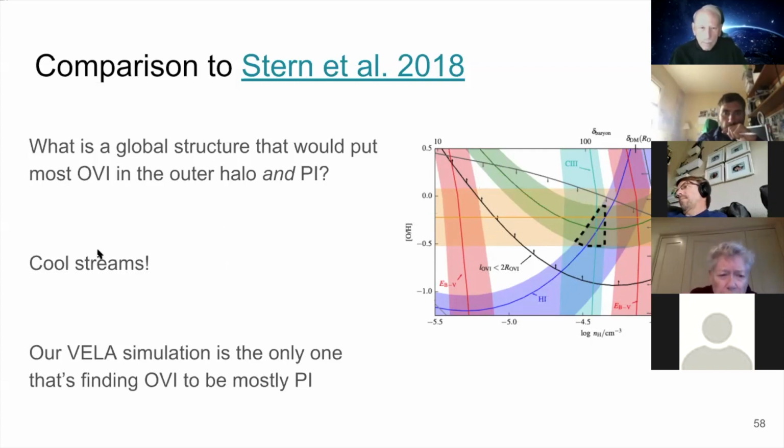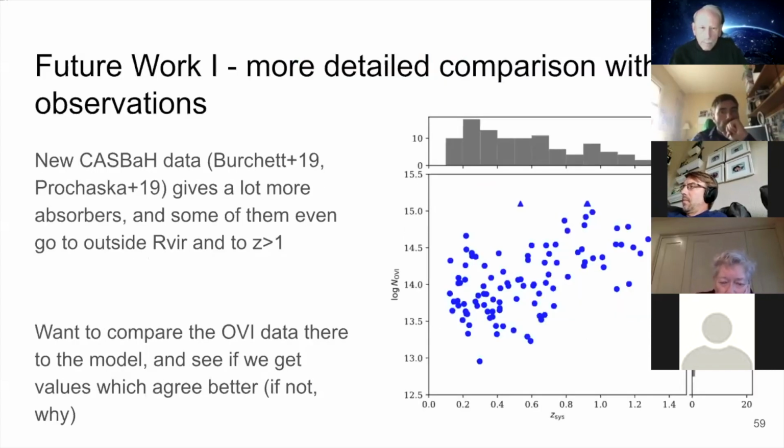Just to put a long story short, a global structure that would give us most of the oxygen 6 in the outer halo and mostly photoionized, which it needs to agree with this, we can provide an idea for that structure as the cool streams that we're talking about. Our simulation is one of the only ones that's finding oxygen 6 mostly photoionized. So if you want to try and tell this story about photoionized oxygen 6, you might need to invoke these inflowing streams from the IGM. So that is the summary of that paper.